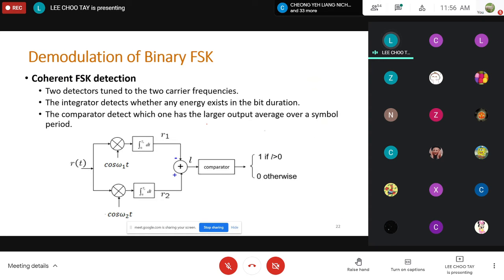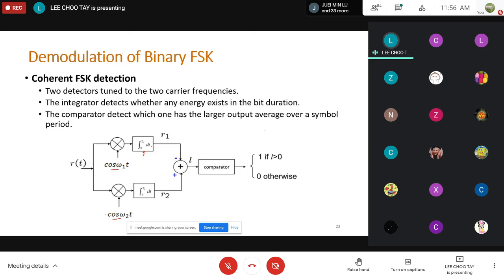And the second method is the coherent detection method. Coherent detection means I need a local carrier here, because I use 0 to modulate a carrier with frequency omega 1. So at the receiver, I multiply the incoming signal with a local carrier omega 1, and then after that, I perform integration to see whether there is any energy as the result of the multiplication or not.